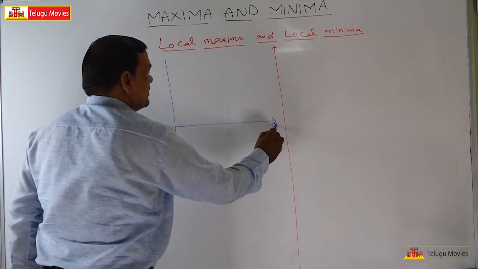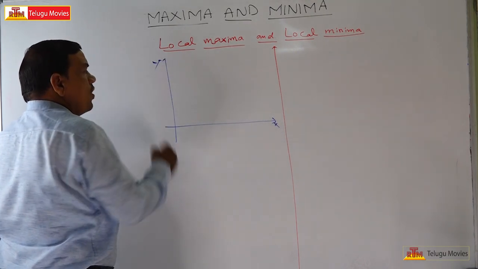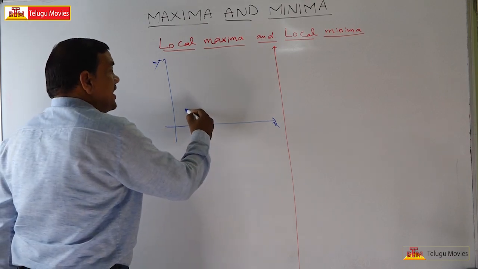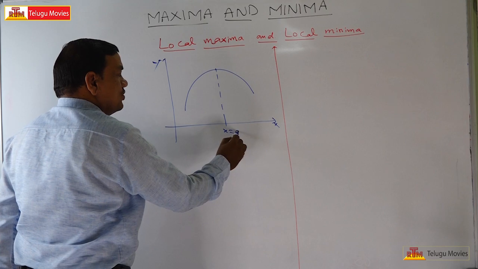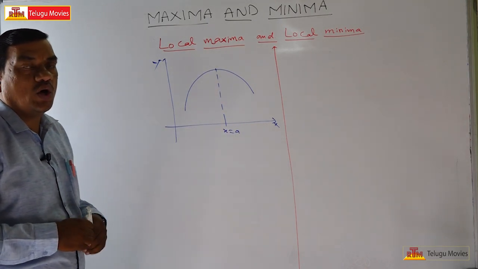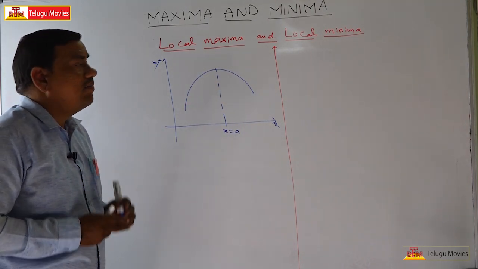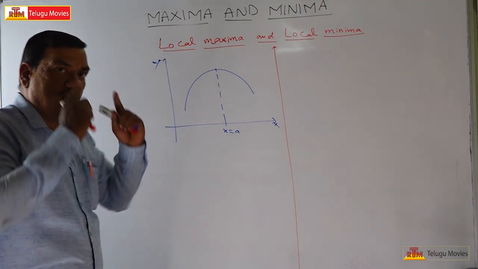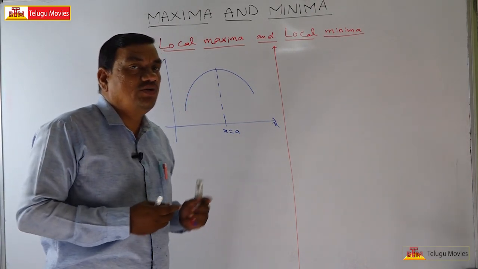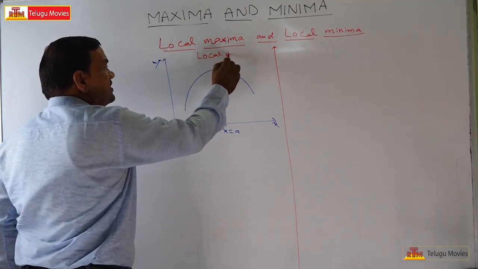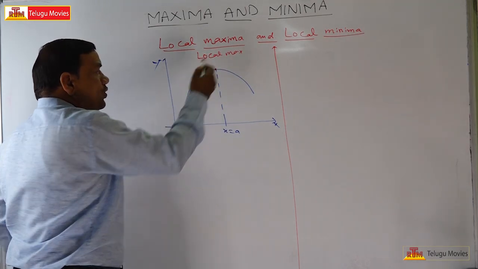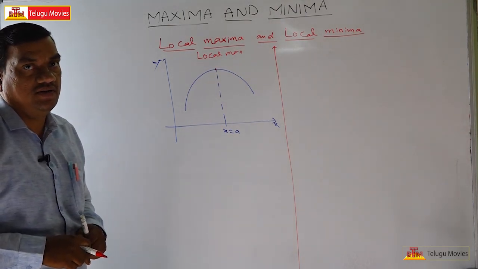This is the x-axis and this is the y-axis. Let us say a curve like this. At x is equal to a, a local maximum very clearly exists. If we see it with our naked eye, we say that it is a local maximum, that a local maxima is there at x is equal to a. But mathematically, how do we say that?